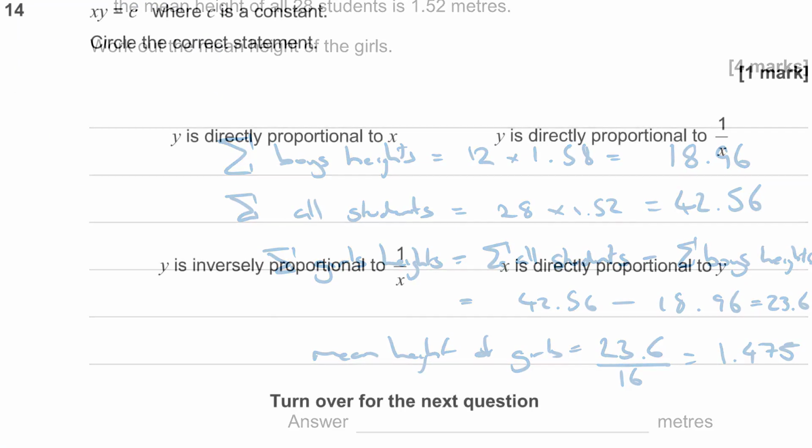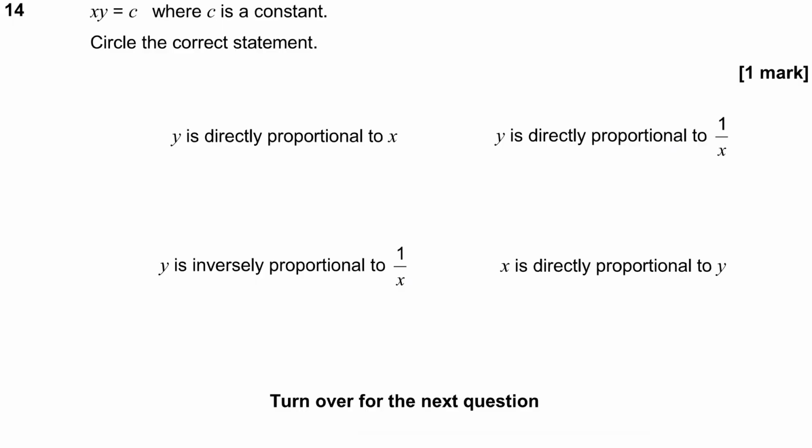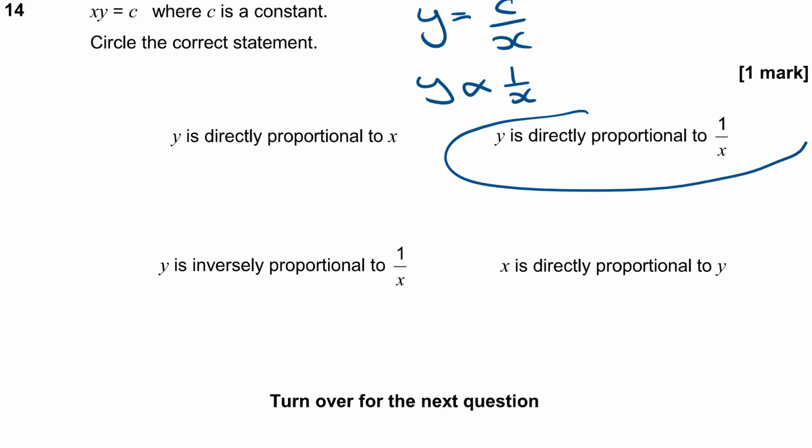Question 14. We're told that x times y is equal to c, where c is a constant. Now, rearranging that for y, that would tell me that y is equal to c over x, which means that y is proportional to 1 over x. So y is directly proportional to 1 over x. It's that one there.